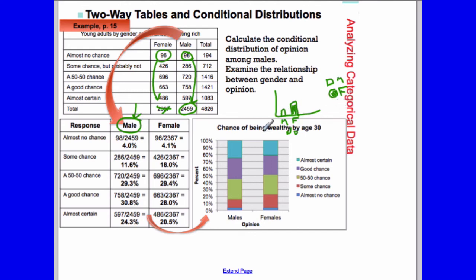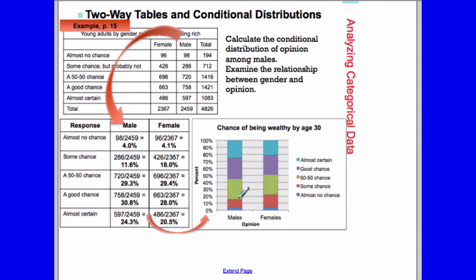There's something also called a segmented bar graph, and a segmented bar graph breaks it into segments. Notice we've got 1, 2, 3, 4, 5 segments, all with a key off to the side so we know. The difference here is that for both male and female, the bars must go to 100%. Notice these both go to 100%, but then I can quickly compare the two. When I look at this, I can go, all right, well, they're about the same for almost certain.